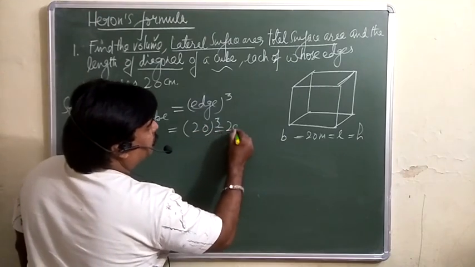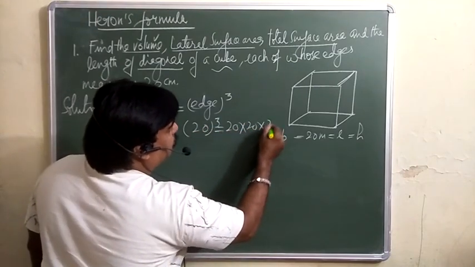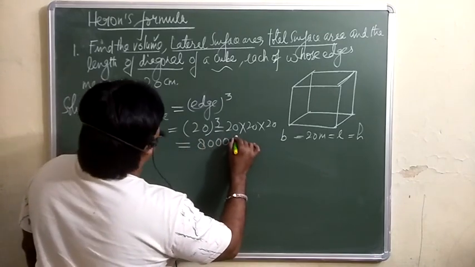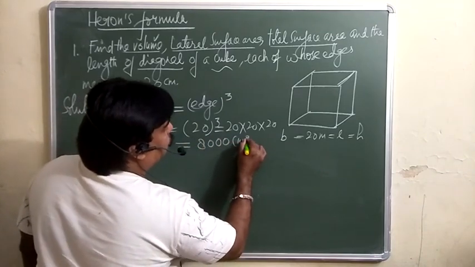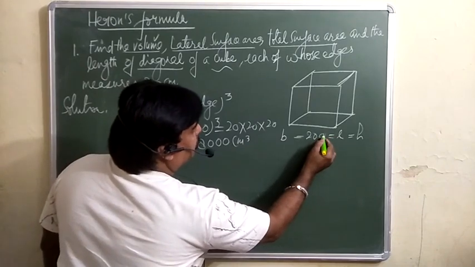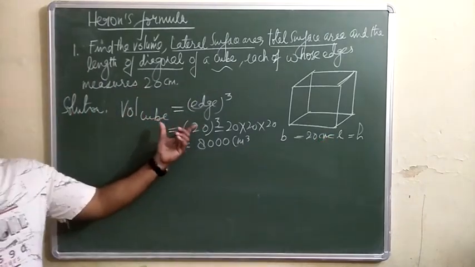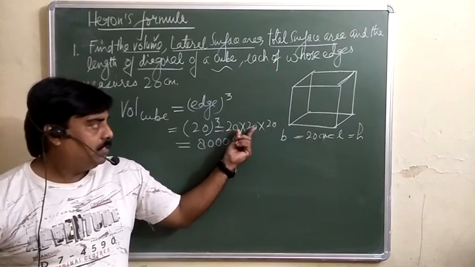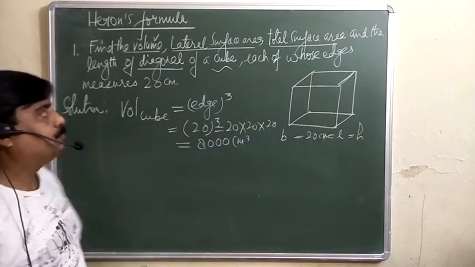So this is 20 into 20 into 20, that is equal to 8000 centimeter cube. So this is your volume. Volume is nothing else but length into breadth into height, but all are equal, so L into L into L.